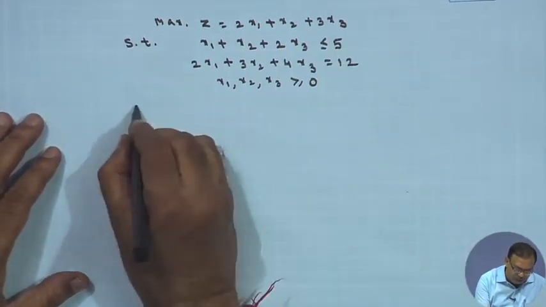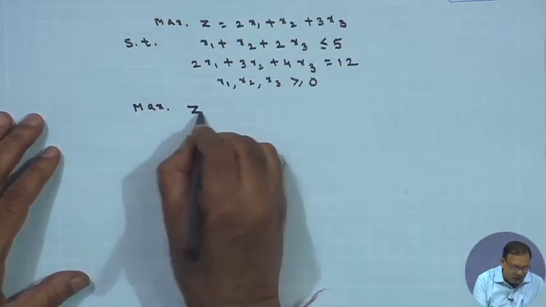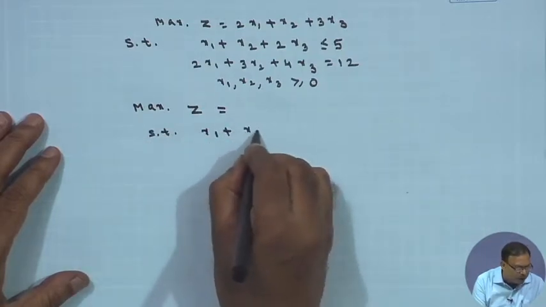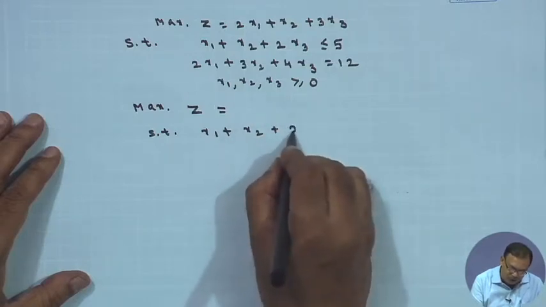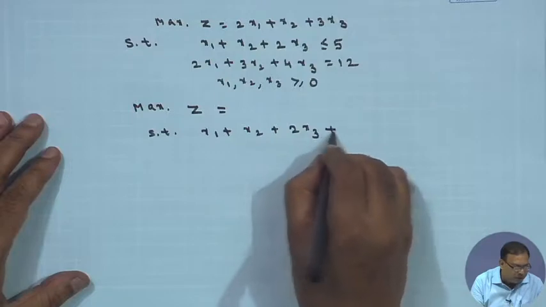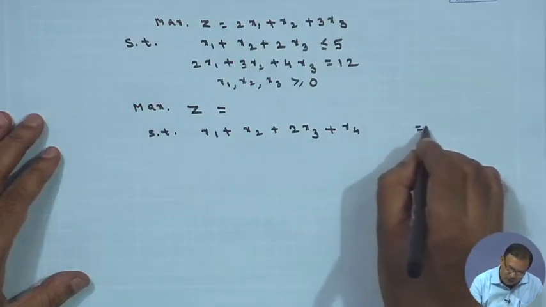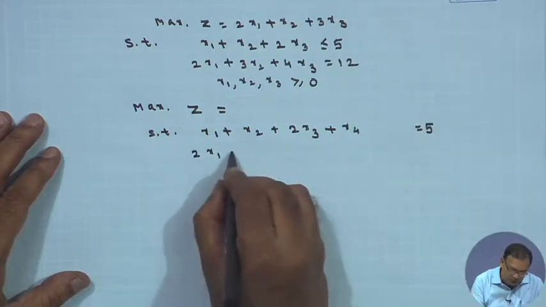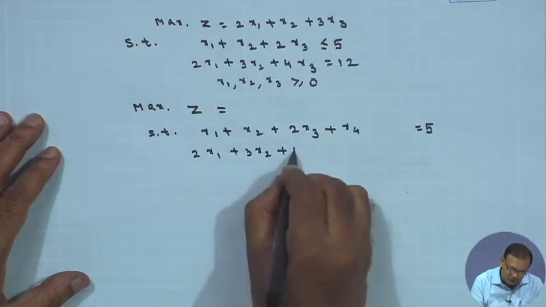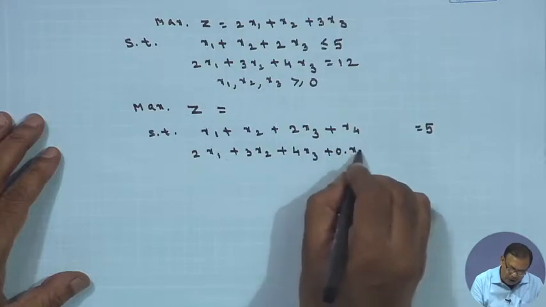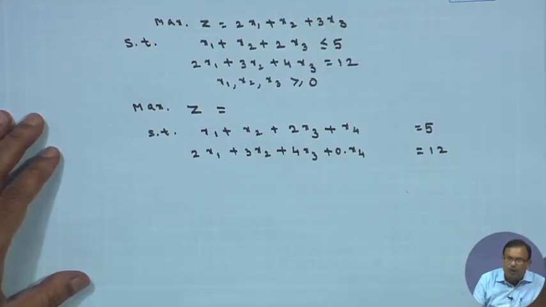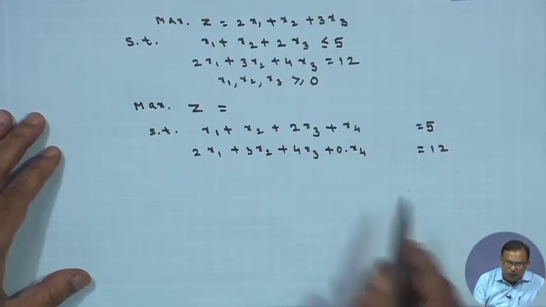So, in the standard form, we can write it like this: maximize z equals, subject to x1 plus x2 plus 2x3 plus x4 equals 5, and 2x1 plus 3x2 plus 4x3, x4 will not be there. Suppose I am writing just like this, what will happen in this case? If I do not add any variable over here, what would be the consequence?